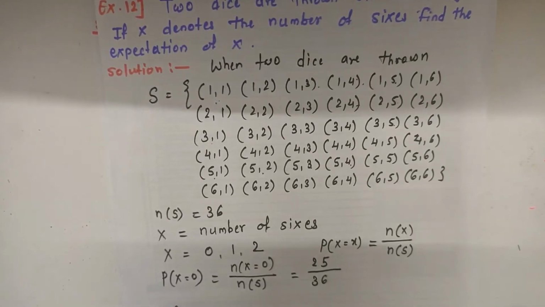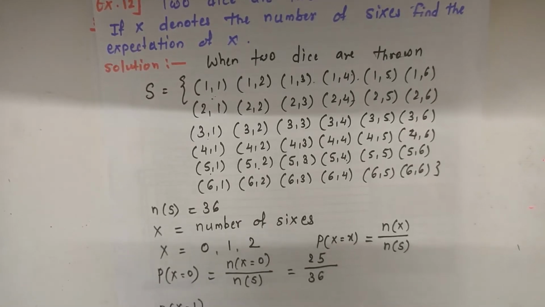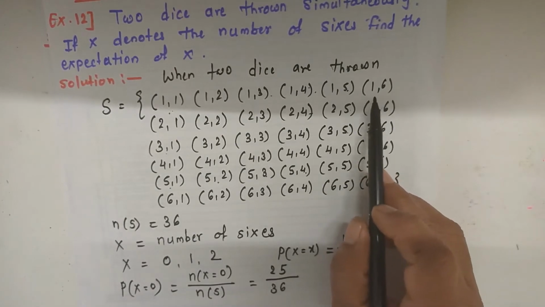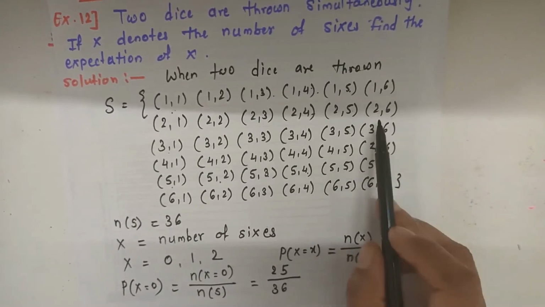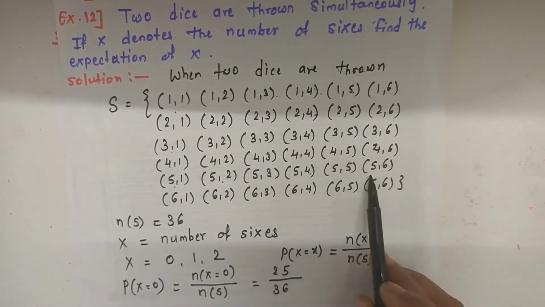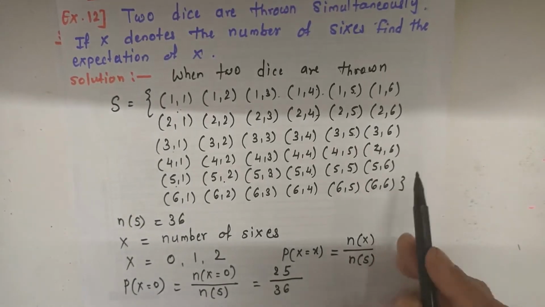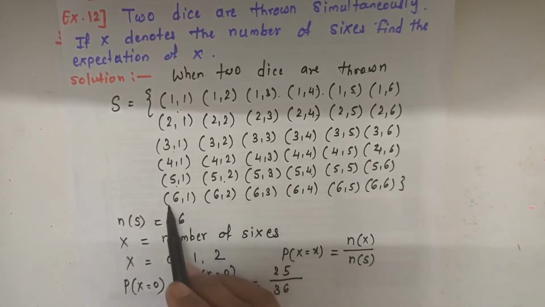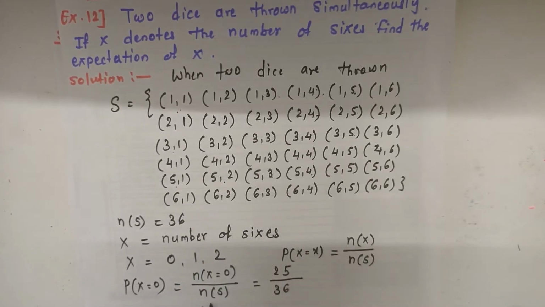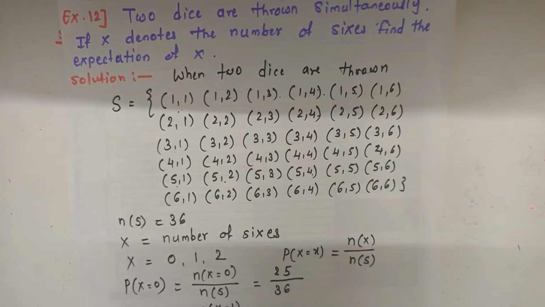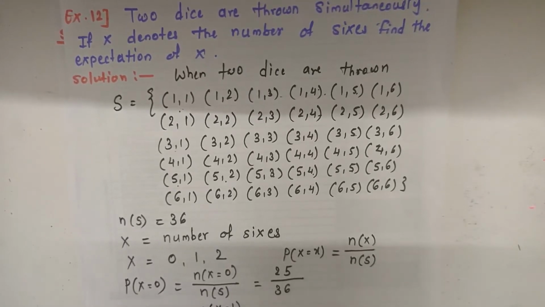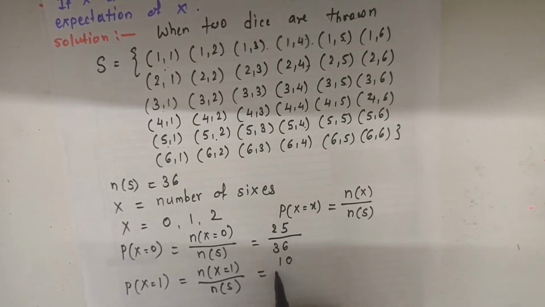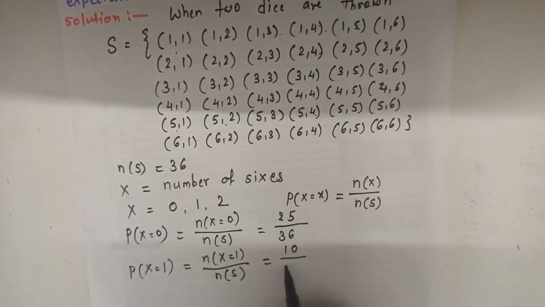Now the probability of x is equal to 1, that is only one 6. Here the ordered pairs for only one 6 are 1, 2, 3, 4, 5, 6, 7, 8, 9 and 10. So the number of x is equal to 1 upon the number of S. There are 10 pairs for x is equal to 1 upon the total number of sample points 36.